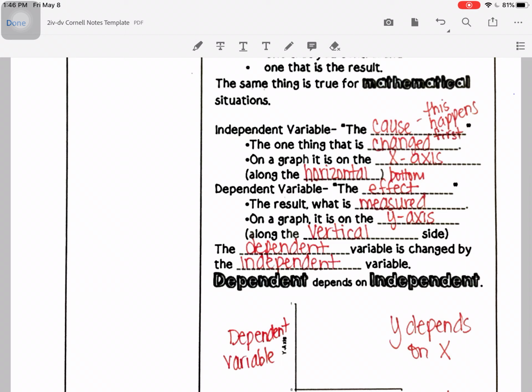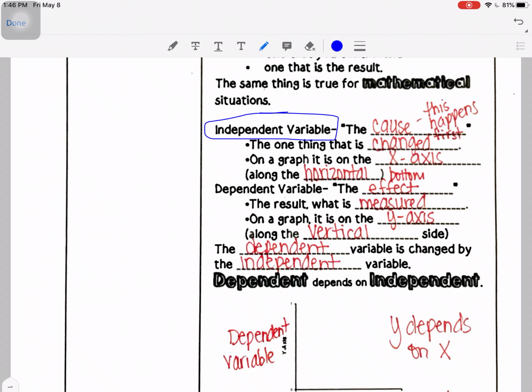The independent variable is the cause. This happens first. The one thing that is changed. On a graph, it is the x-axis, which we graph along the horizontal line. Remember on our coordinate grid, the x is the horizontal.